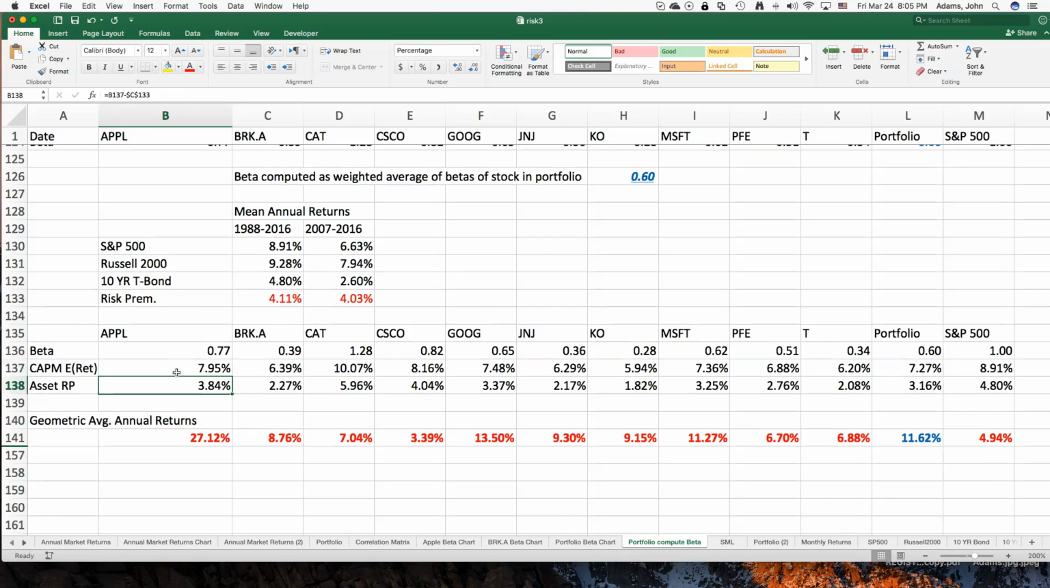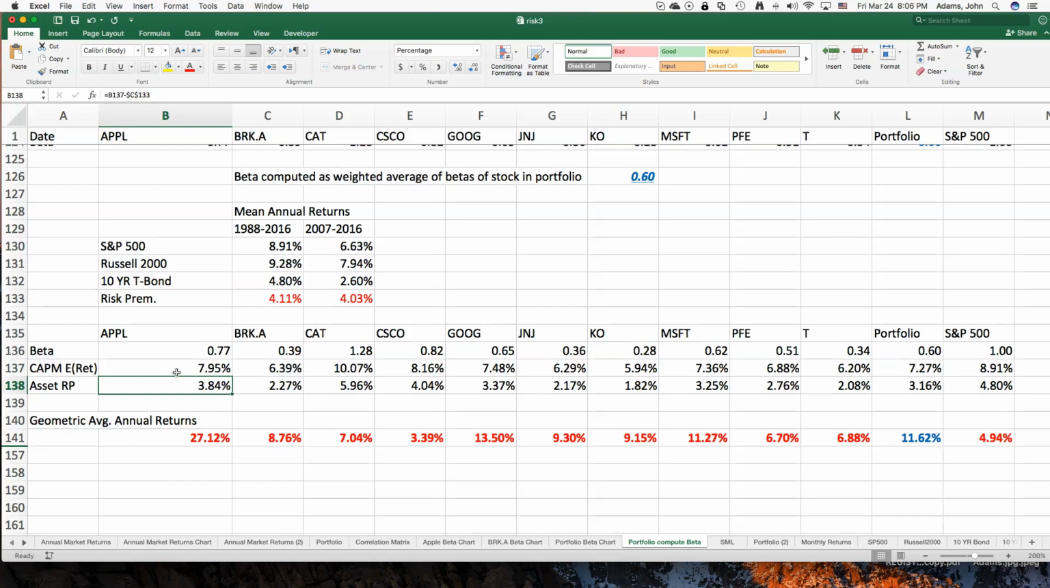And then we could calculate the asset's risk premium simply as the difference between the capital asset pricing model's total return of 7.95% and the risk-free rate of 4.8%. So an investor would require 3.84% above and beyond the 10-year Treasury bond for investing in Apple stock. At least that's what the theory says that they should expect to get compensated for taking on that non-diversifiable risk.